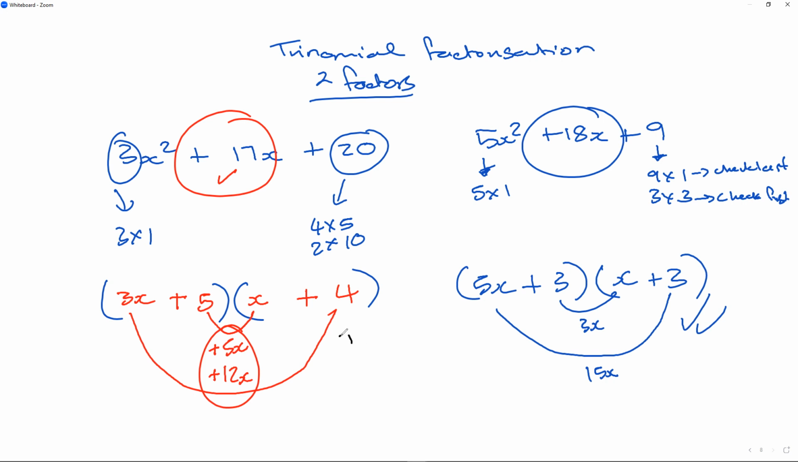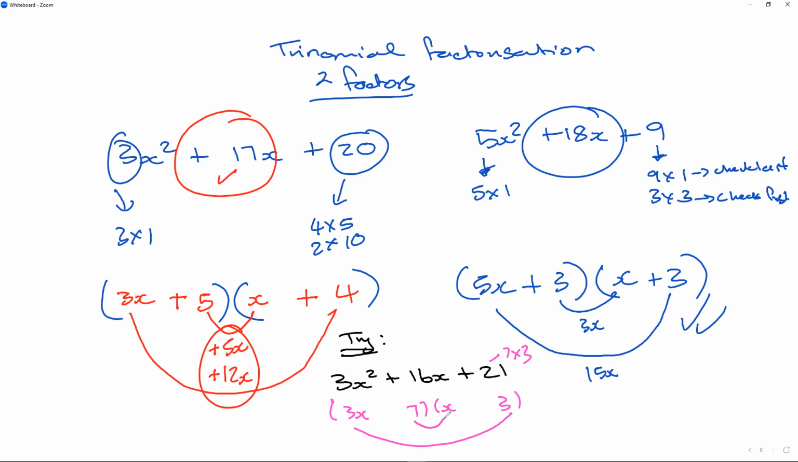Okay, try this one. Here at the bottom. Suppose you got 3x squared plus 16x plus 21. Alright, let's have a look. So definitely 3x and x, correct? And then this is 7 times 3, let's say. And I put 7 over here and 3 over here. That'll become 9 and 7, and that gives you 16. That's 3 times 3 is 9, and that's 7. 9 plus 7 is 16. So yeah, 3x plus 7 and x plus 3.